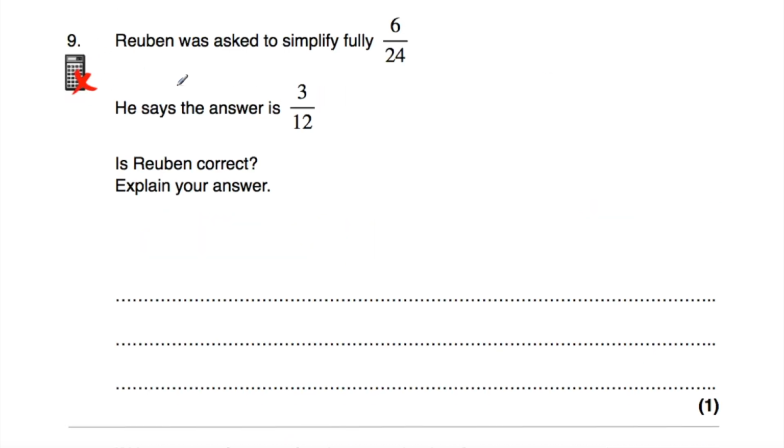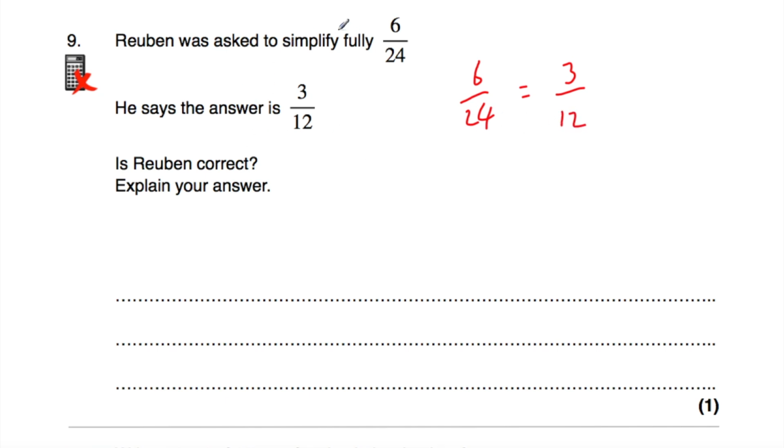Okay, let's look at our next question, question number 9. Ruben was asked to simplify fully 6/24, and he says the answer is 3/12. And the question says, is Ruben correct? Explain your answer. So to see if Ruben's correct, I'm going to do the question. I'm going to simplify 6/24. I can see straight away they're both divisible by 6. They're both in the 6 times tables. But I'm going to just half them both to begin with because they're both even. So 6 divided by 2 is equal to 3, and 24 divided by 2 is equal to 12. And that's what Ruben got.